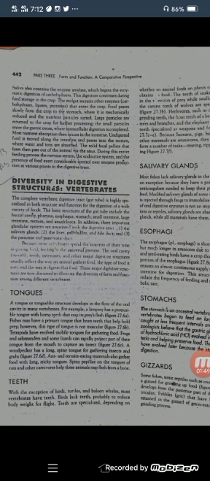Ant and termite-eating mammals also gather food with long sticky tongues. Spiny papillae on the tongues of cats and other carnivores help these animals rasp flesh from the bone.